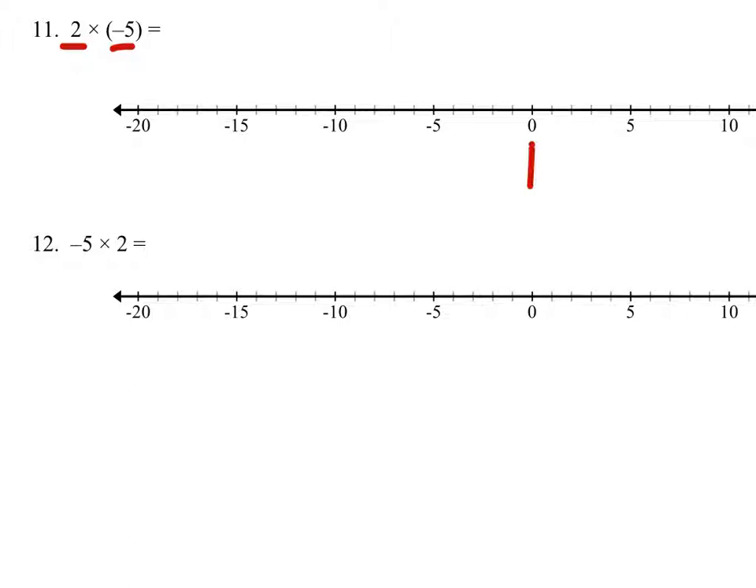So I'm going to start at 0. I'm going to give myself one group of -5. Bam, another group of -5 puts me at -10. So I've done the model and I found the product.